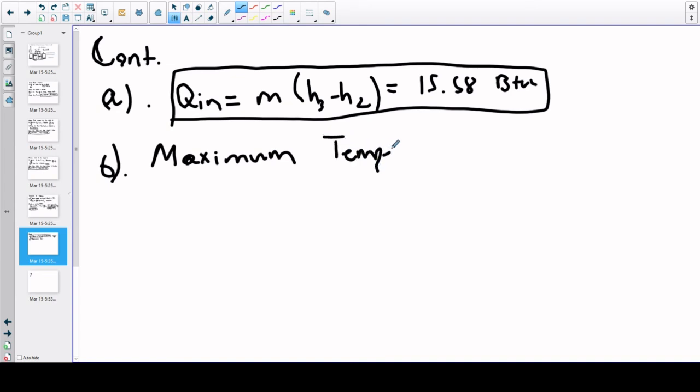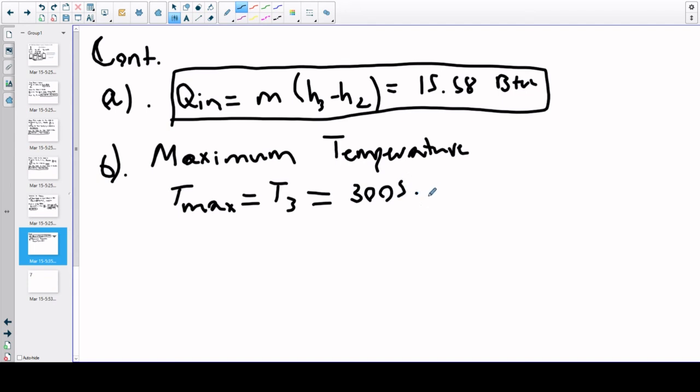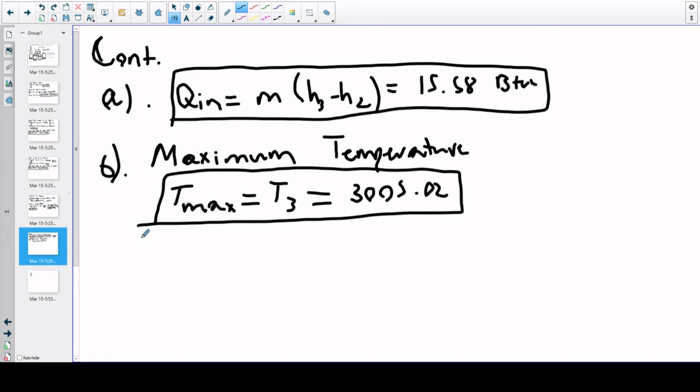So now we're looking for the maximum temperature in the cycle. If you know about the diesel cycle and Otto cycle, maximum temperature is always right after the heat addition. Heat addition happens between 2 and 3. So you would assume that after heat addition is state 3. So we know that T3 equals Tmax, which equals 3005.02. Hold up.